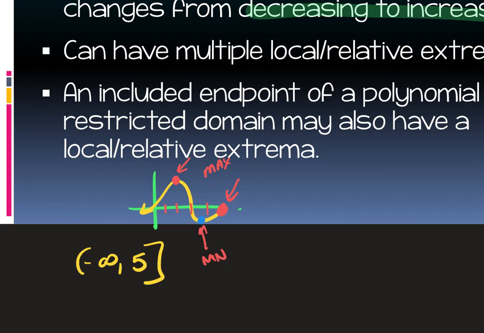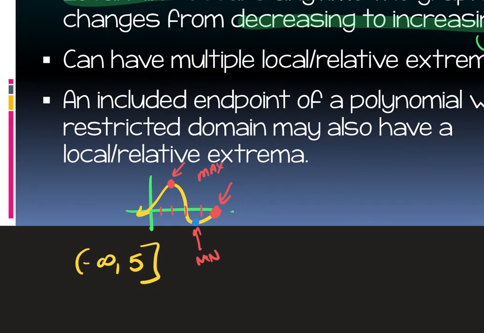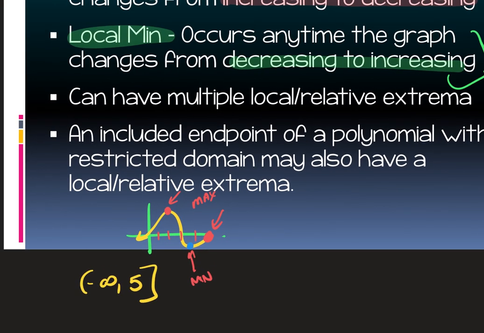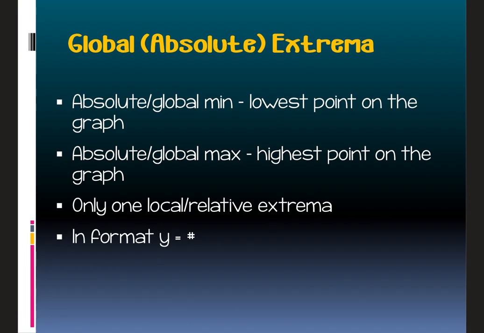So again, if it gets cut off, even though there are higher points on the left-hand side, this is a local max, not an absolute max. That would be different. Absolute, your AP refers to as global. So global means that is it. That is the highest point or that is the lowest point. It does not go up and down again higher than that. So an absolute or global min is the lowest point on the graph. An absolute or global max is the highest point on the graph. You can only have one of each of these.